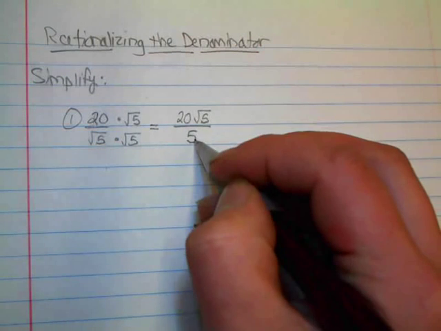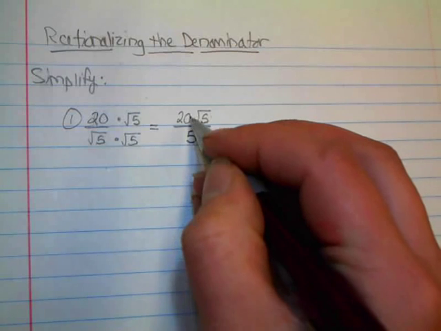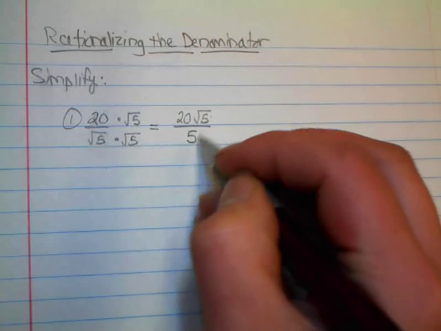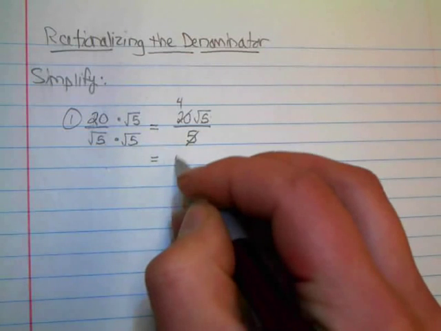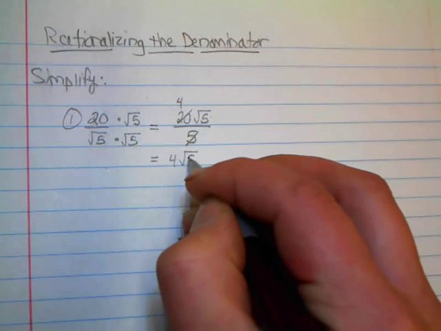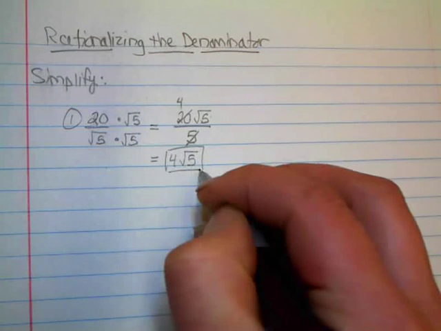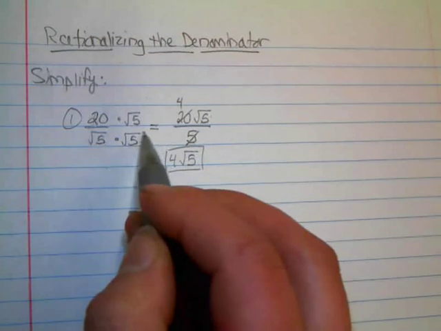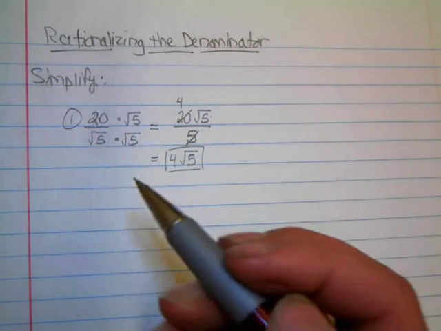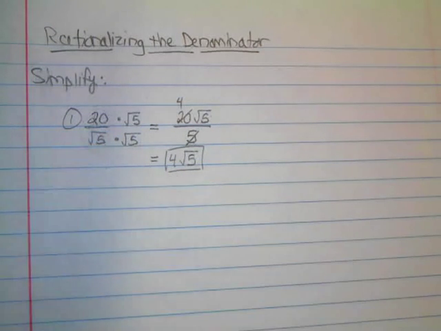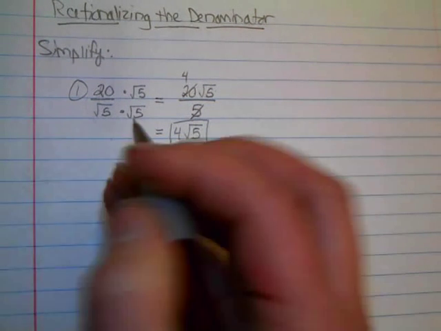So these 5's cannot reduce down. However, 5 can reduce with 20. 5 goes into 20 4 times. So I can rewrite this as 4 times the square root of 5. What we've really done is we've gotten rid of the square root in the denominator, and 4 square root of 5 is considered a more simple form than 20 over the square root of 5.